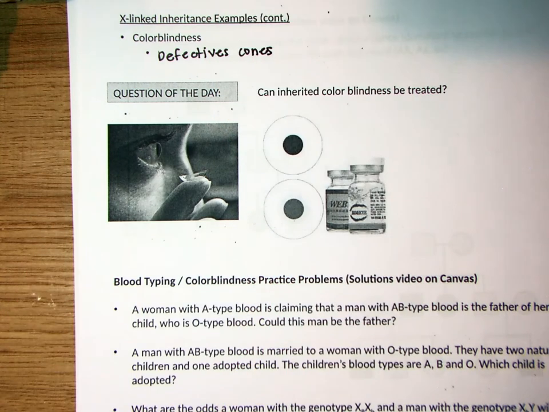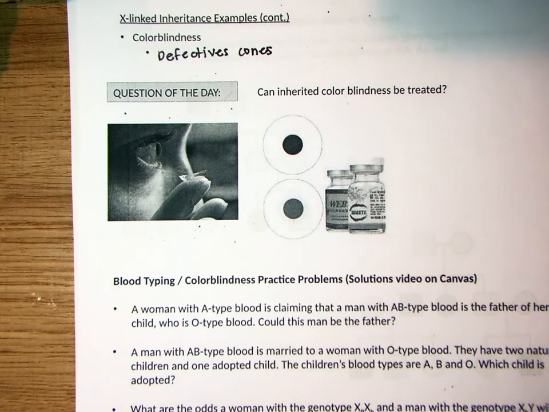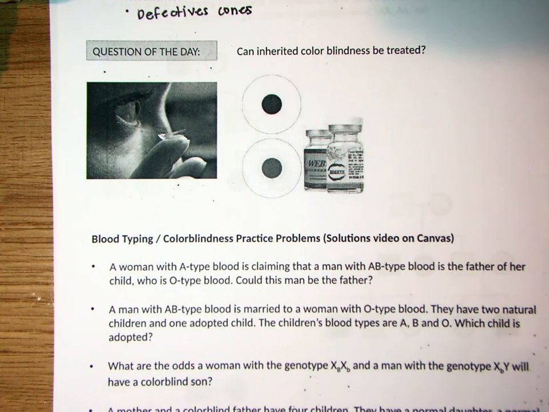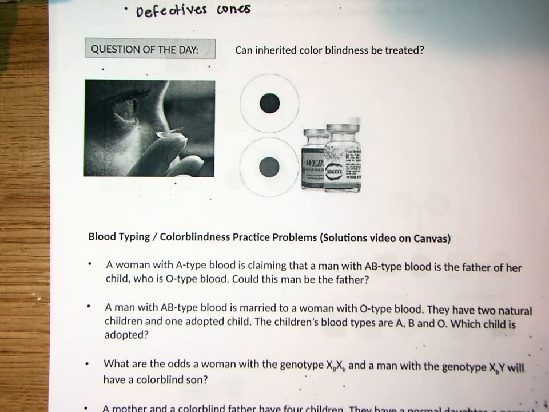So back to the question of the day, can inherited color blindness be treated? So let's think about this. Color blindness cannot be cured, but they do have contacts and glasses that are colored to help make colors more distinguishable. I don't know if you've seen the TikToks or YouTube videos of someone that's colorblind and they're given these glasses that just help the colors be more distinguished, to be able to see the difference more clearly, and their minds are just blown, and I think it's so cool.